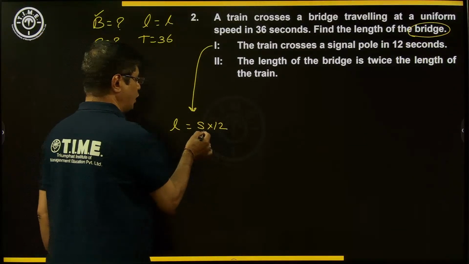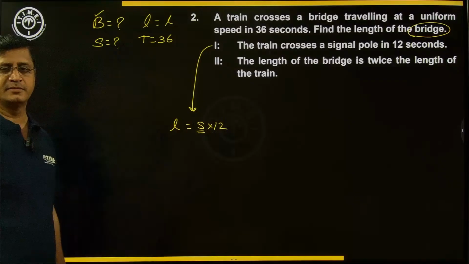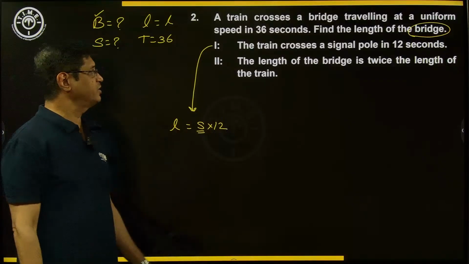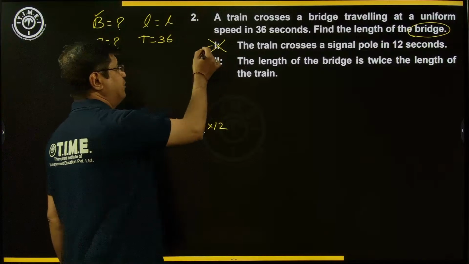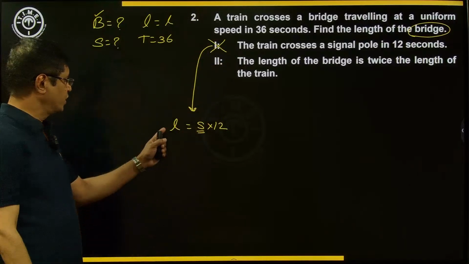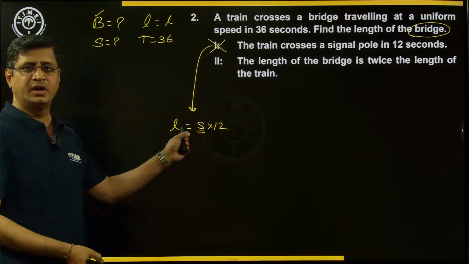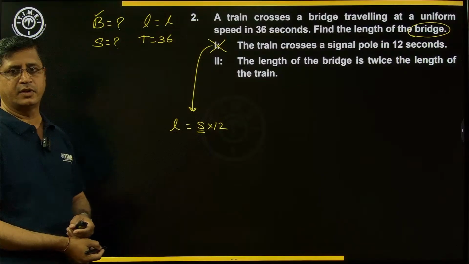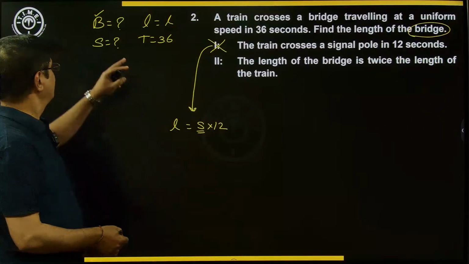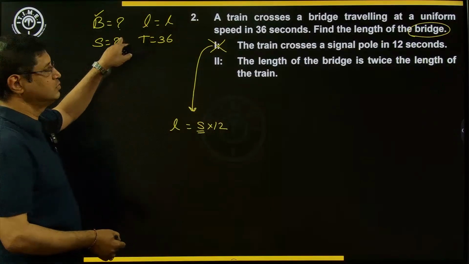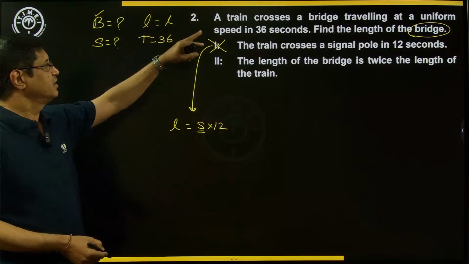12 seconds. What about the speed? Speed is not given, so information on speed is missing here. So it is not possible to answer with statement 1 independently. We don't know the L value, the length of the train, and the speed of the train is not given either, so the L value and S value are missing in the given data.